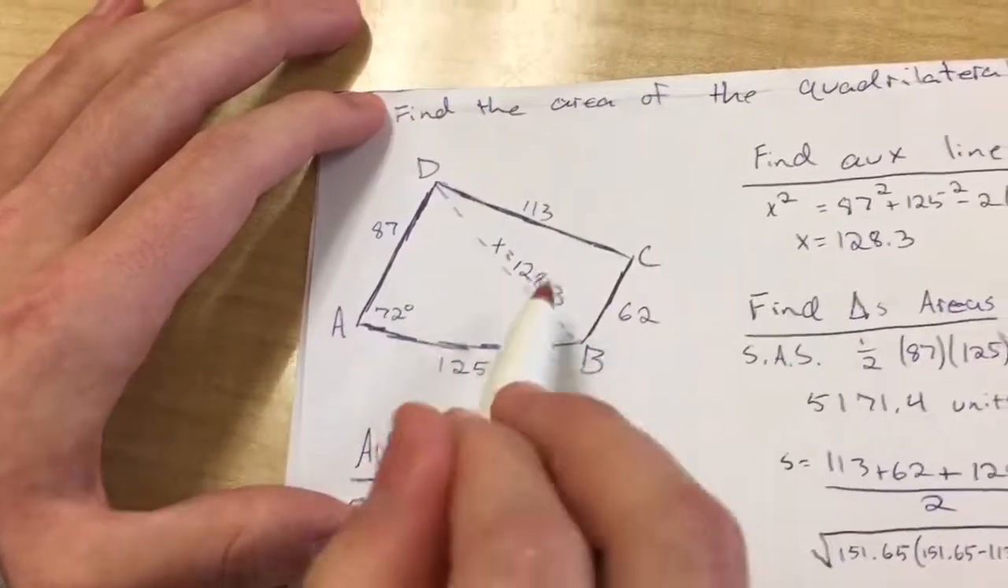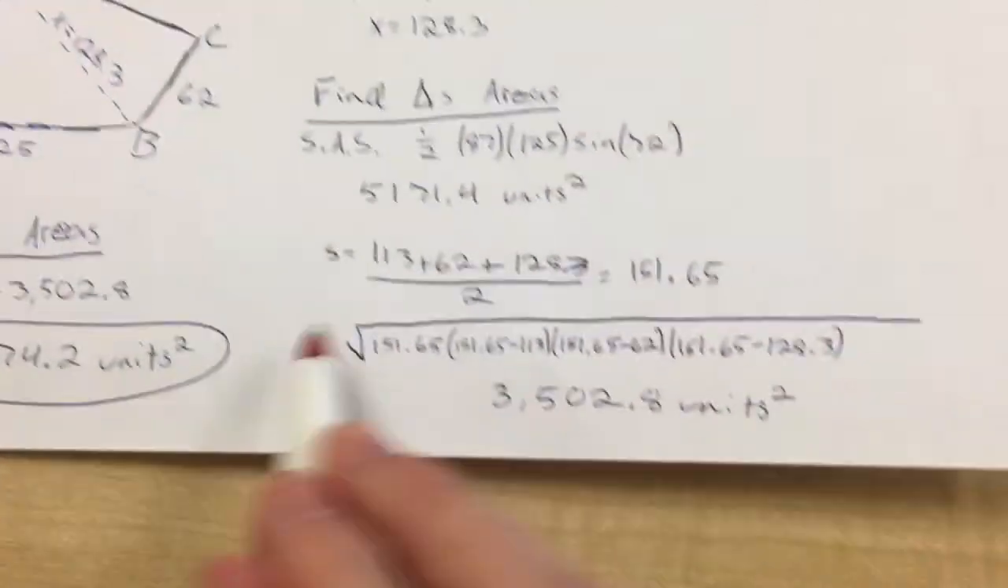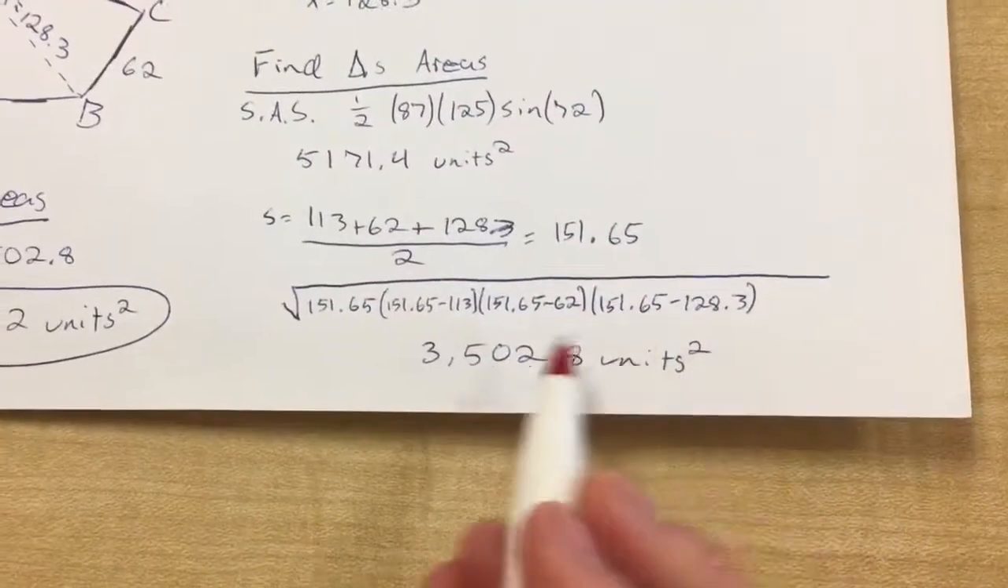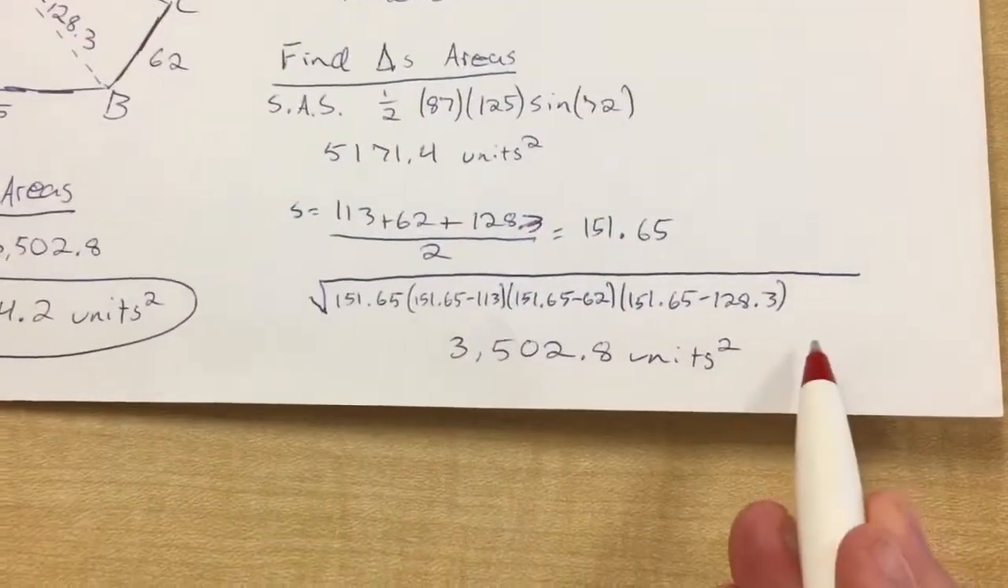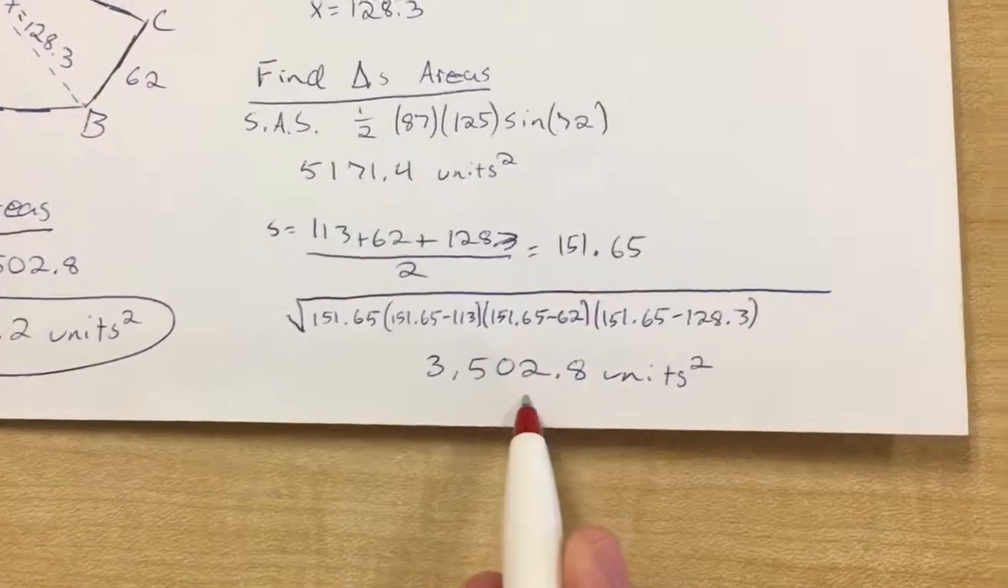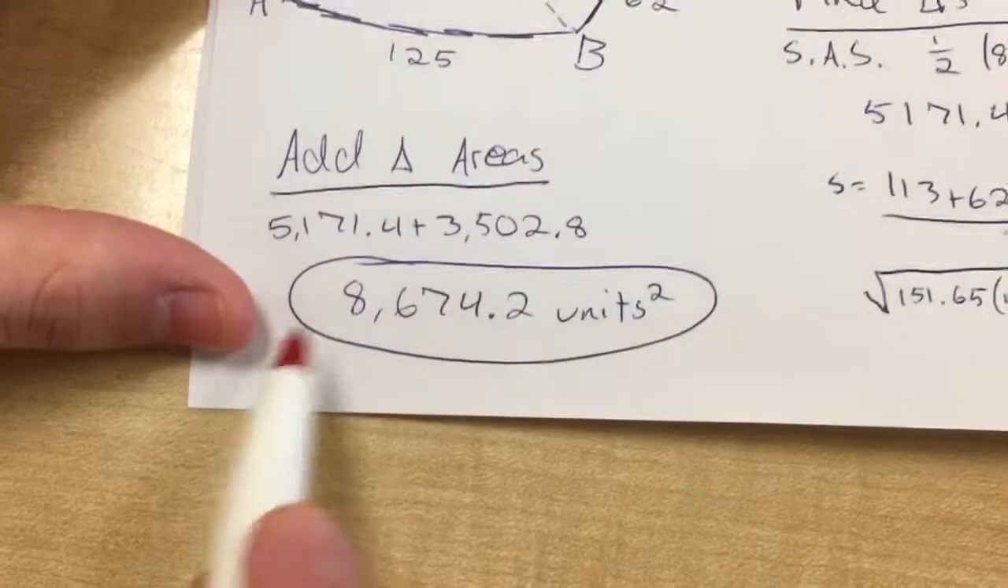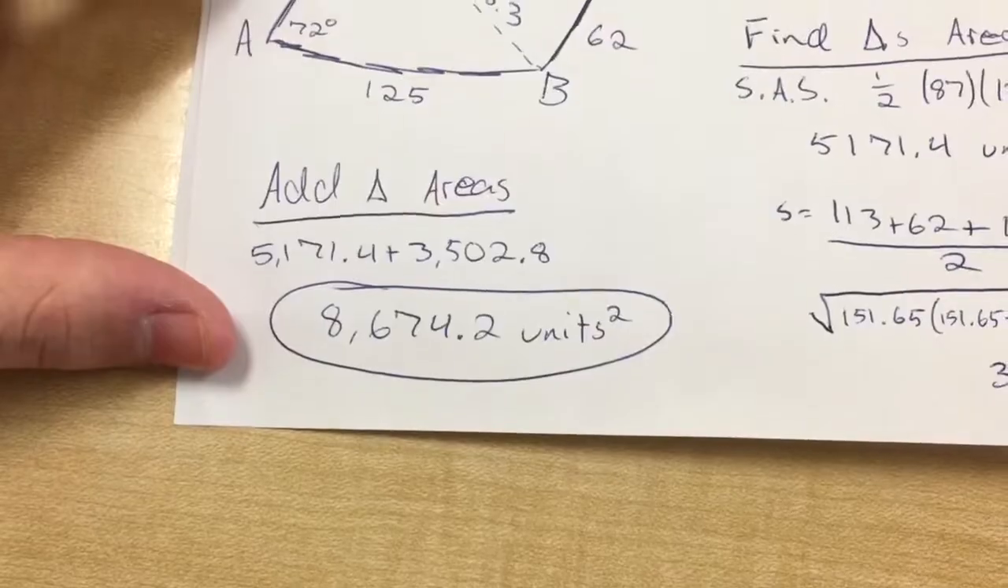And then after that, you're just going to solve normally for this one like all the other ones. You're going to get your semi-perimeter, which after you do it all together equals 151.65. Simply plug it in the equation like before, and you'll get 3,502.8 units squared. And after that, all you got to do is add the 2 areas, and you'll get your final answer of 8,674.2 units squared.